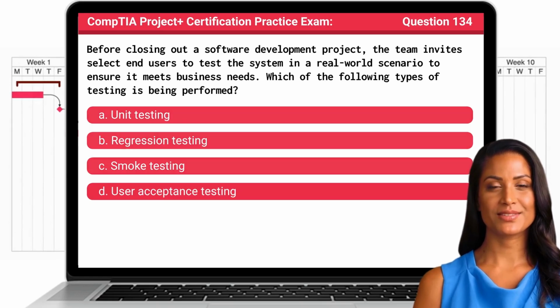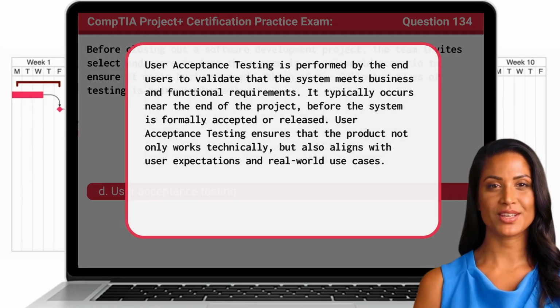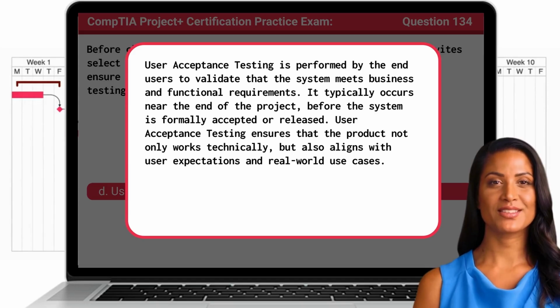The answer is D. User acceptance testing. User acceptance testing is performed by the end users to validate that the system meets business and functional requirements. It typically occurs near the end of the project, before the system is formally accepted or released. User acceptance testing ensures that the product not only works technically, but also aligns with user expectations and real-world use cases.